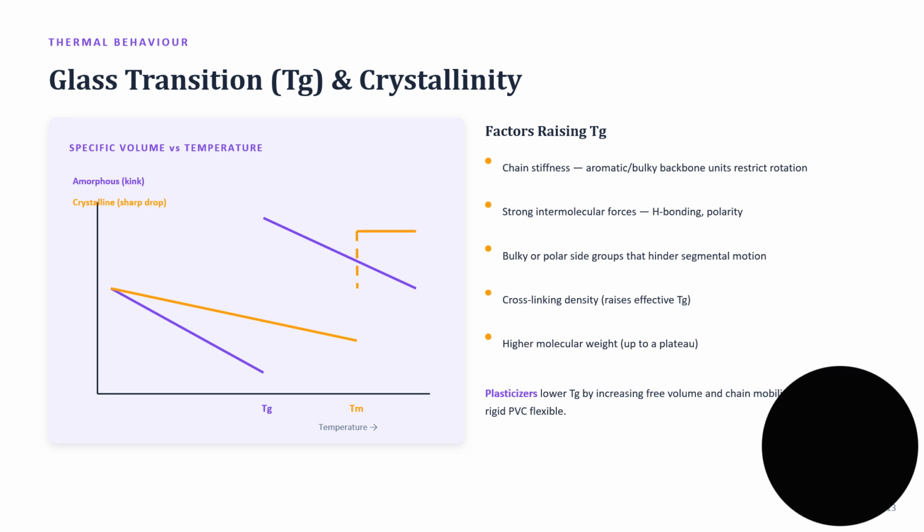though this effect plateaus at high molecular weights. One practical application worth remembering: plasticizers work by the opposite mechanism. Small molecules insert themselves between the chains, increasing free volume and chain mobility and thereby lowering Tg. This is exactly how rigid PVC is transformed into the flexible material used in cables and flooring.